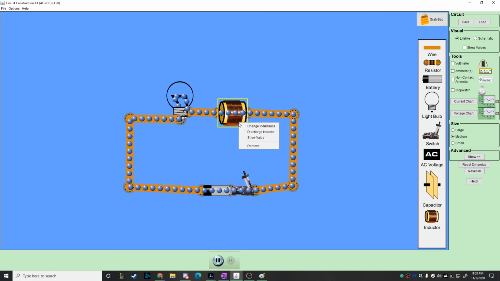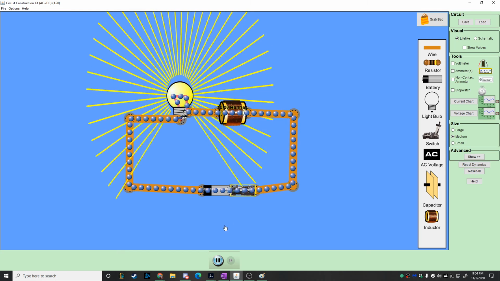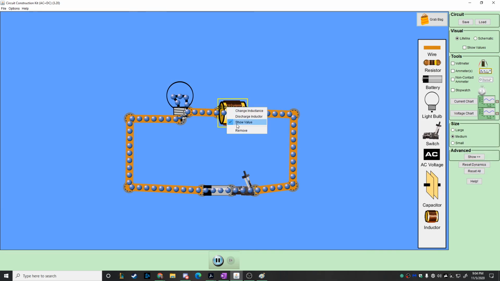So if I make it have less inductance, so it has 10 henries now, that means that it's going to have less of a resistance to changes in current. So it gets brighter faster. If I increase the inductance so that it's like 100, so double the value it had at the beginning.